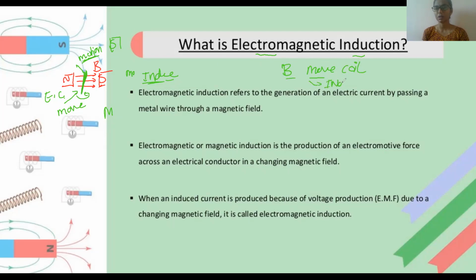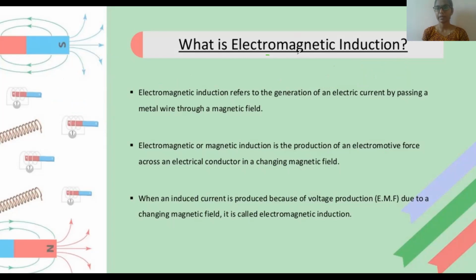We achieve the induced current by changing the magnetic field or by moving the coil, or we can increase the number of turns of the coil, and more turns increase the strength of the induced current. All this we are going to study in the electromagnetic induction concept of this chapter today.